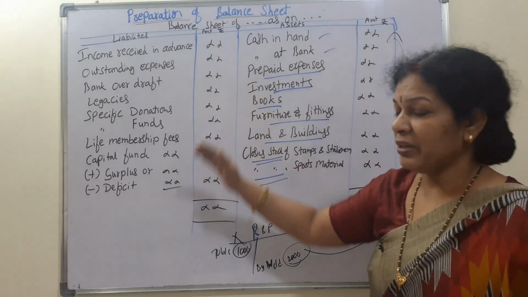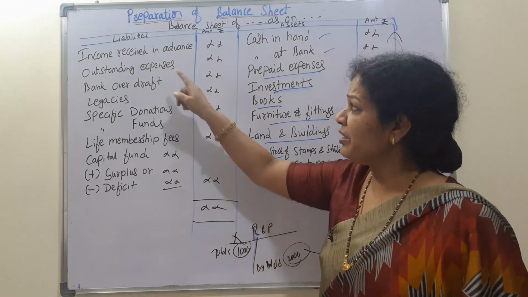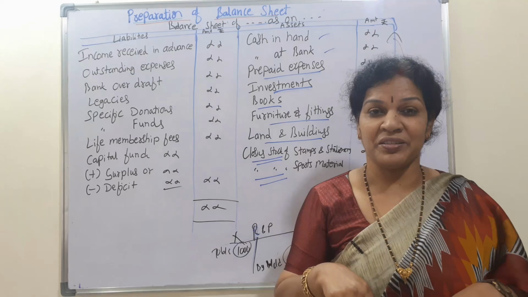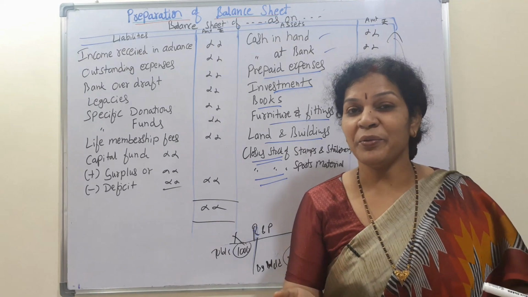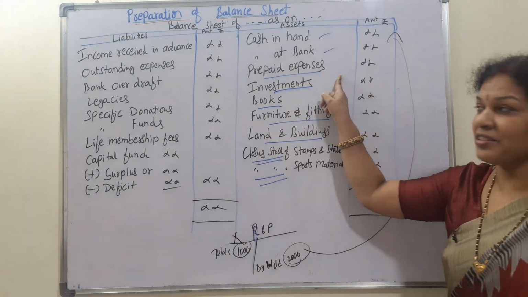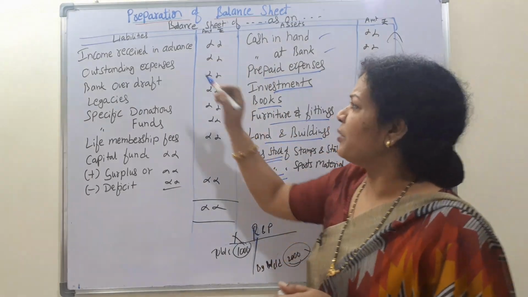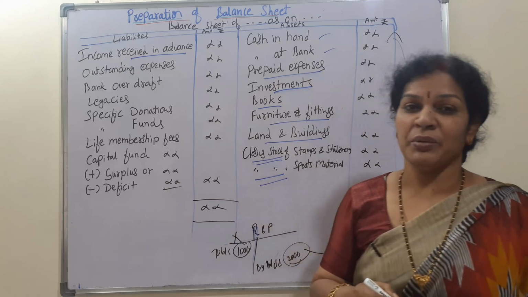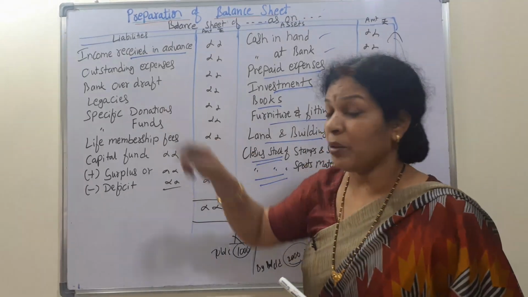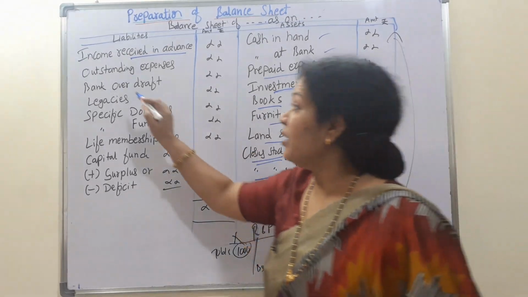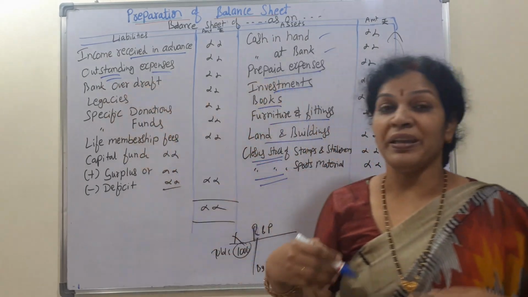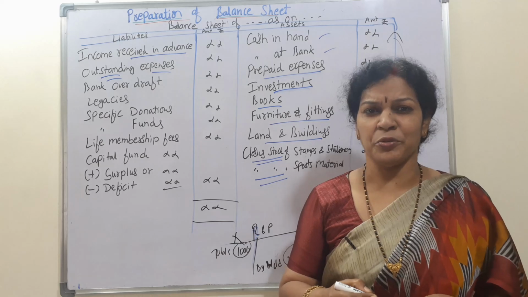Next one, coming to liabilities. Liabilities: income received in advance. Paid in advance is here, prepaid is an asset. If you receive anything in advance, it's a liability. And in the same way, outstanding expenses. Outstanding means payable. Payable means liability, you know it.